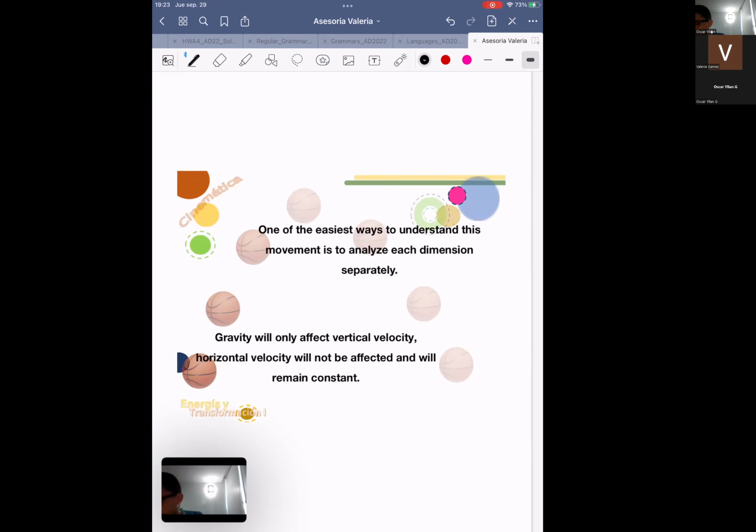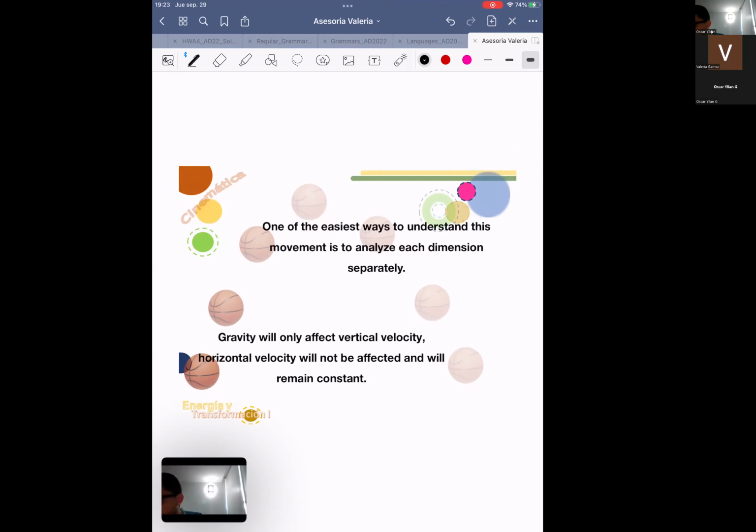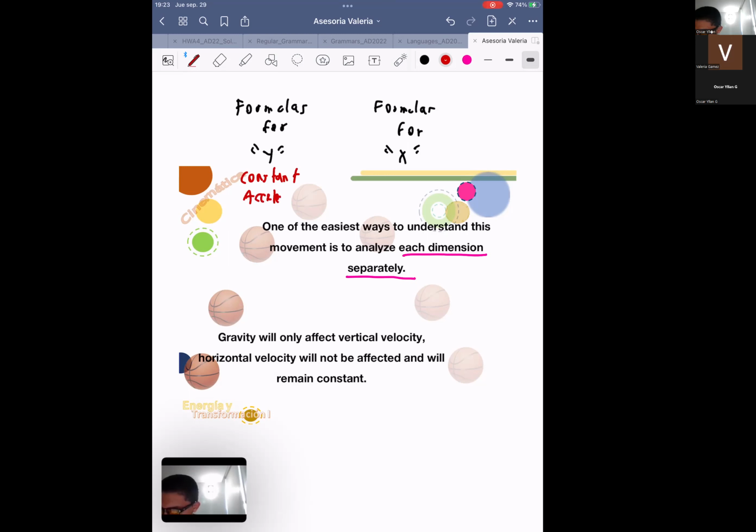As it says here, one of the easiest ways to understand this movement is to analyze each dimension separately. So that's why we are going to have formulas for y, and formulas for x, because they are two different types of movements also. Y is one with constant acceleration, and this one is one with constant velocity.